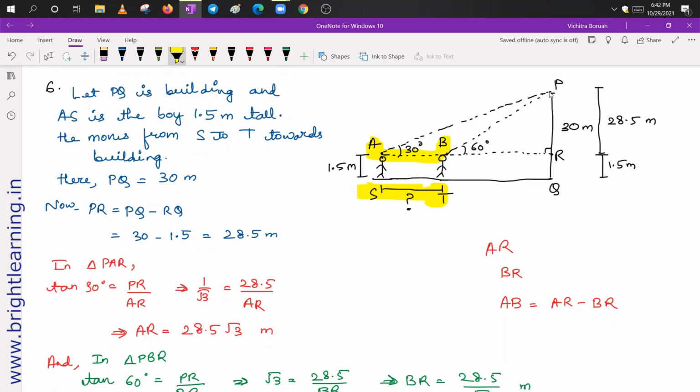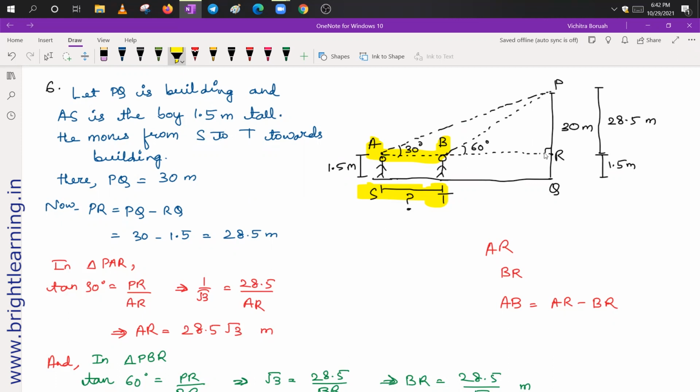So first we take this triangle, that is triangle PAR. In triangle PAR, we will use tan 30 degree, because we need to find this base, and the height we noted is 28.5. So tan 30 degree is equal to PR upon AR. Tan 30 degree is 1 upon root 3. PR is 28.5 upon AR, which we have to find. If you simplify it, you will get AR equal to 28.5 into root 3 meters. So this is the length of AR.